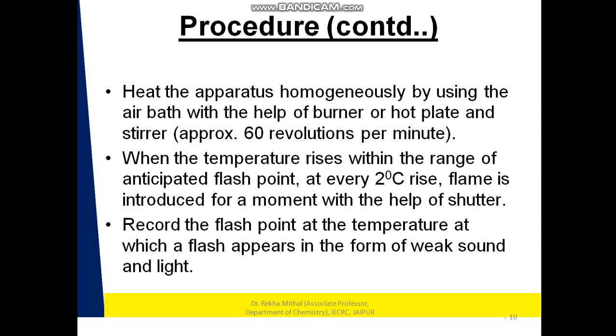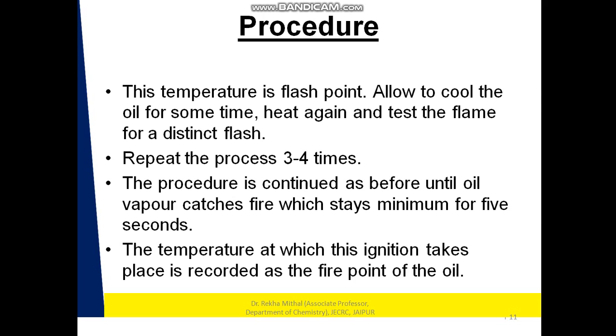Heat the apparatus homogeneously using the air bath with the help of a burner or hot plate, and stir at approximately 60 revolutions per minute. When the temperature rises within the range of the anticipated flash point, at every 2 degree rise, the flame is introduced for a moment with the help of the shutter. Record the flash point as the temperature at which a flash appears in the form of a weak sound and light. This temperature is the flash point.